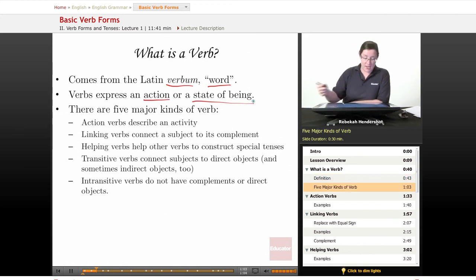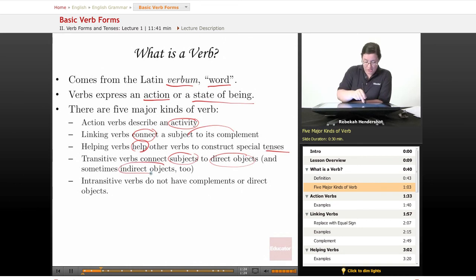There are 5 major kinds. Action verbs describe an activity. Linking verbs connect a subject to its complement. We'll look at that in a moment. Helping verbs help other verbs to construct special tenses. Tenses are something we'll cover in a later lesson. Transitive verbs connect subjects to direct objects and sometimes indirect objects too. And intransitive verbs do not have complements or direct objects.